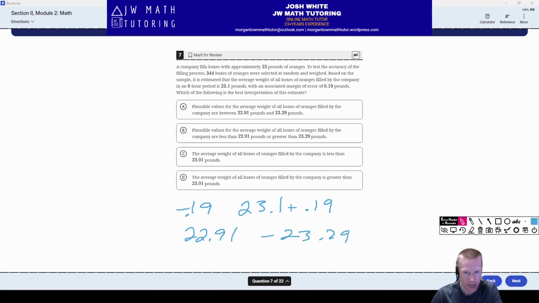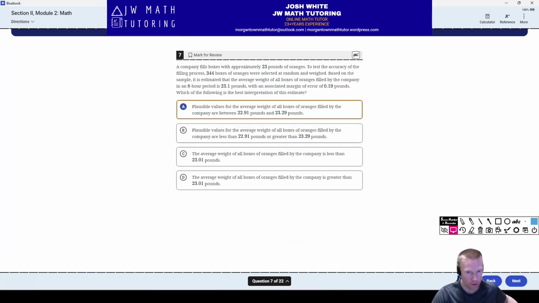So if you add and subtract, the two values you're going to get here are 22.91 and 23.29. So we expect the mean to be between those two values. It doesn't mean it has to be, but we expect it to be. So C and D are obviously wrong. Those don't make any sense. And we're looking for A, the one that has the mean values between these numbers, not B, which has it less than the small end and more than the high end. So the correct answer to this problem is just letter A.